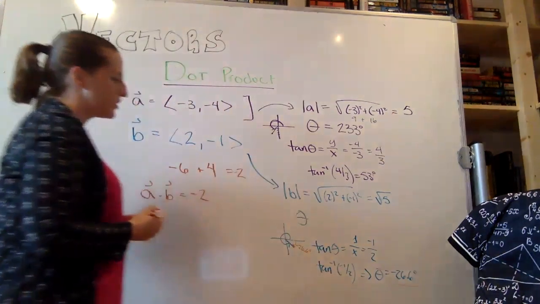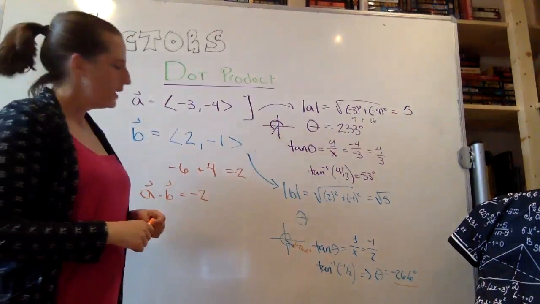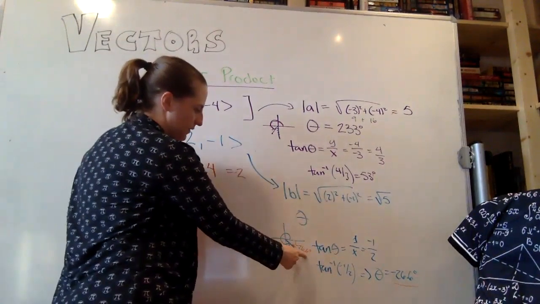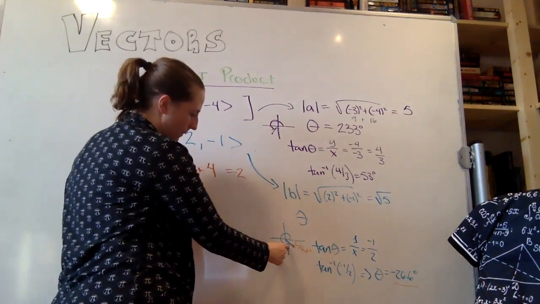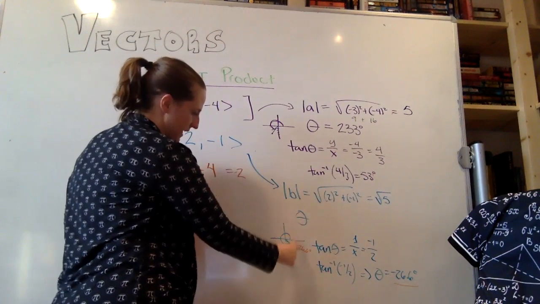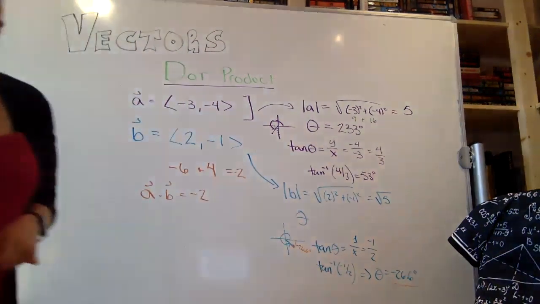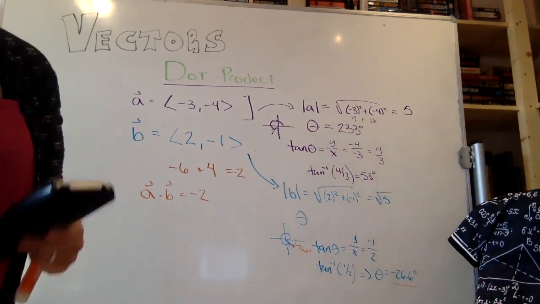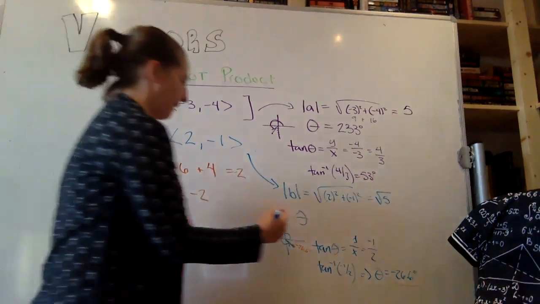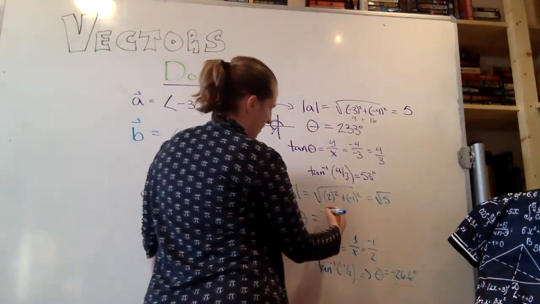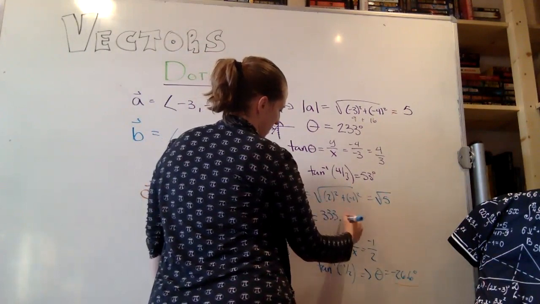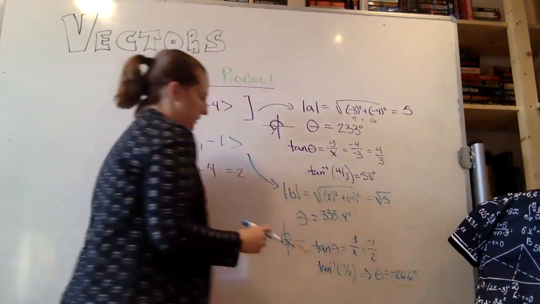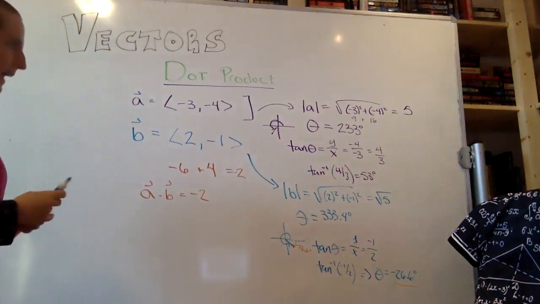But remember that a direction angle is always positive. So how do I go from this negative 26.6 to this whole angle? Well, I'm going to do 360 minus 26.6. So 360 minus 26.6 gives me my direction angle of 333.4. Okay? So my direction angle is 333.4 degrees. Okay? All right.